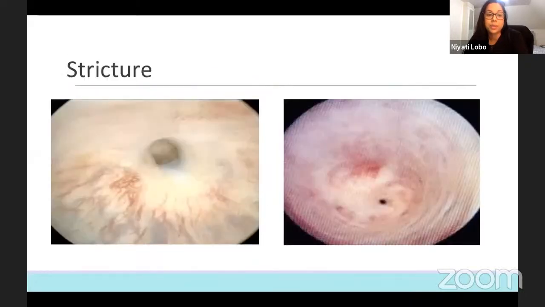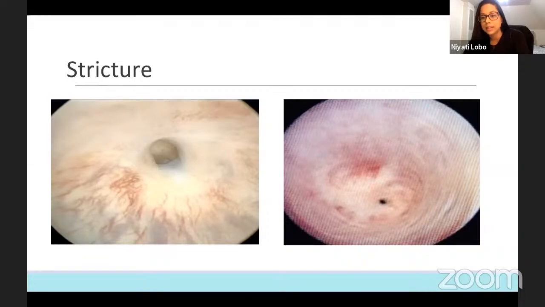So another reason why you might fail to get a catheter in is a stricture. So a stricture is scar tissue formation in your urethra. And I think you can appreciate in these pictures that there is a caliber change. So you're going from a lumen which is nice and wide open to a really narrow, almost pinhole lumen in the right-hand picture.